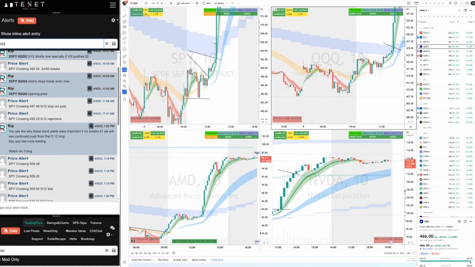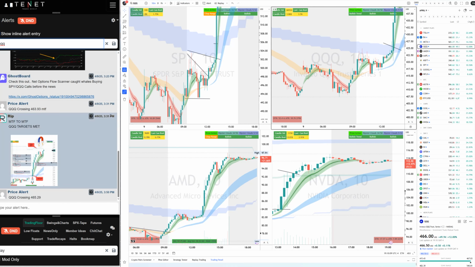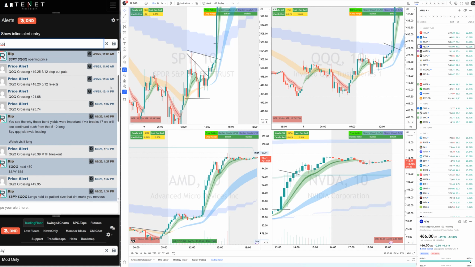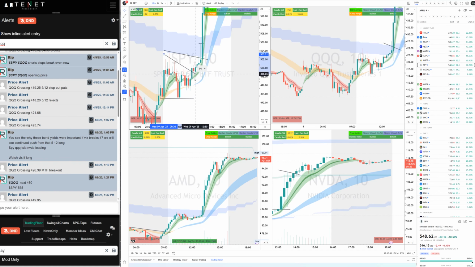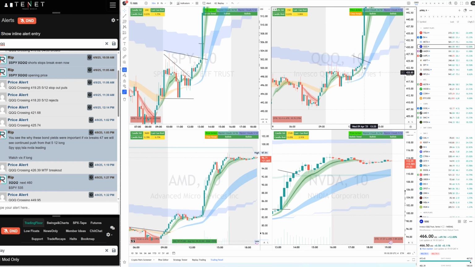Let's look here. We can see that we had this 512 curl. This is your first long signal. Although I was not long, this was your first long signal right here. Then the bonds came in, and the market swiped up.